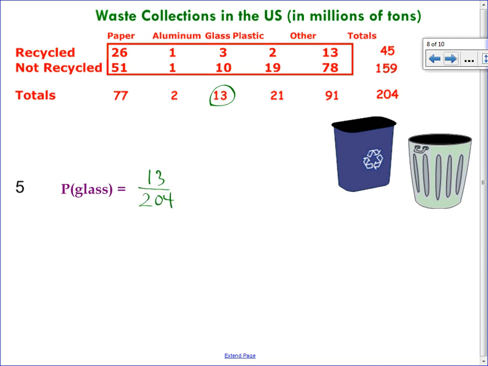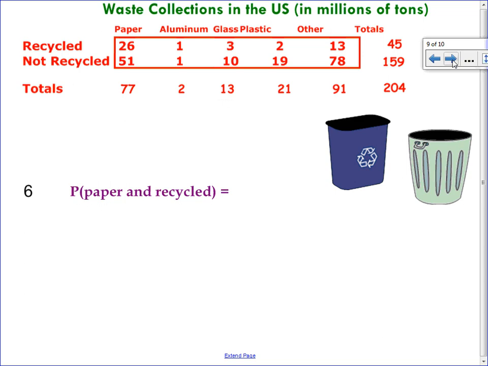And let's look at number 6. Probability that we pick something that's paper and recycled. Again, no given vertical bar. So we have paper and recycled, which is 26 out of the total 204. That's not a conditional probability question. That's a regular probability question.